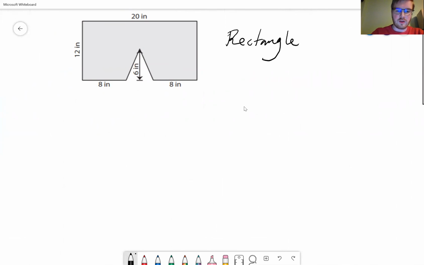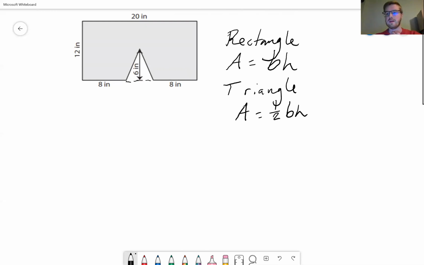Right? And for a rectangle, we know we can use that area formula for a parallelogram, because technically a rectangle is a parallelogram since it has two pairs of parallel sides. So we're going to use area is equal to base times height. And then if you look, this area right here, you've got a little triangle that looks like it's been cut out of that larger rectangle. So we're going to use the formula for a triangle as well. A is equal to 1/2 times a base times a height.